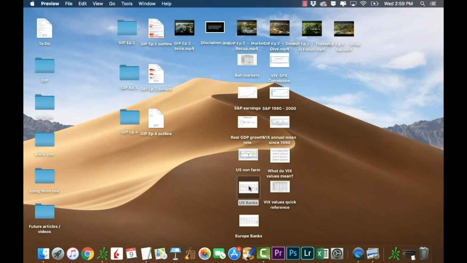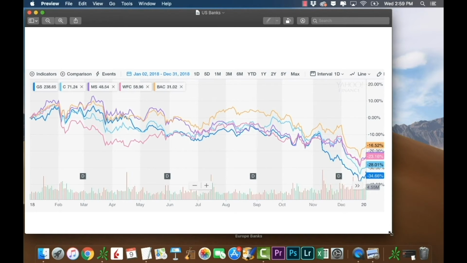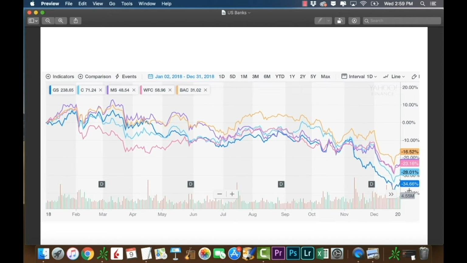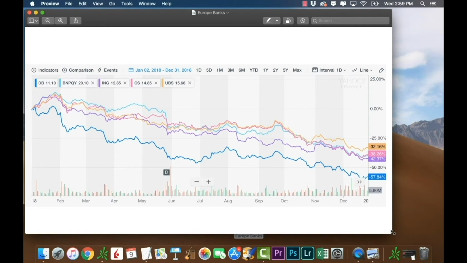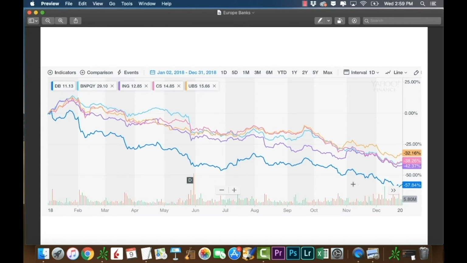So let's take a look at some of those stock prices. Here we're just checking out some U.S. banks for last year's performance, and we've got Goldman Sachs down 35%, we've got Citigroup down 28%, Morgan Stanley, Wells Fargo down 23%, Bank of America down 16.5%. These are really terrible numbers. And we can look at European banks, and it's actually an even more grim picture here. We've got Deutsche Bank, just looks like death in 2018, down 58%. BNP down 42%, ING, Credit Suisse down 38%, UBS down 32%. These are really awful numbers.